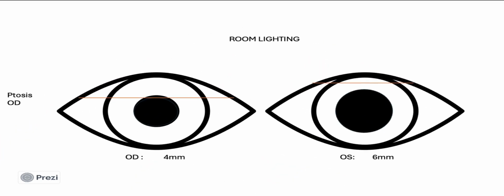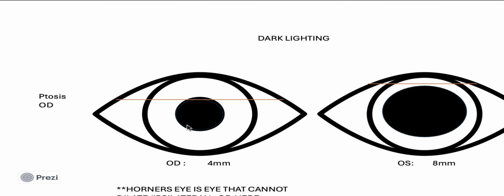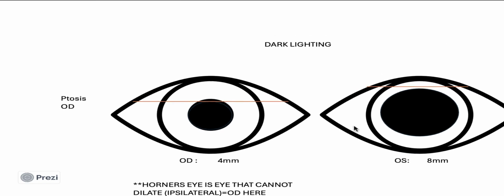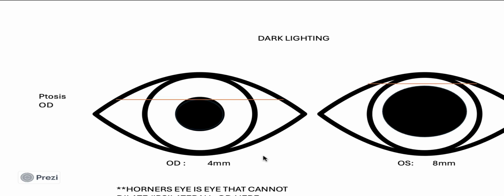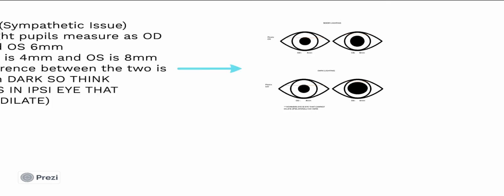Here is an example. In regular room lighting, the right side has a ptosis. It has a miotic eye, and then this is a normal eye. Then we go to dark, and it stays the same, but the pupil that's functioning fine gets bigger. The Horner's eye cannot dilate on the ipsilateral side, so it can't get bigger. So the difference between these two is bigger than in the regular room lighting. That means the anisocoria is greater in dark, which is a sympathetic problem.